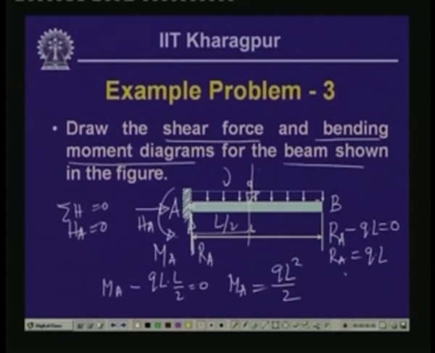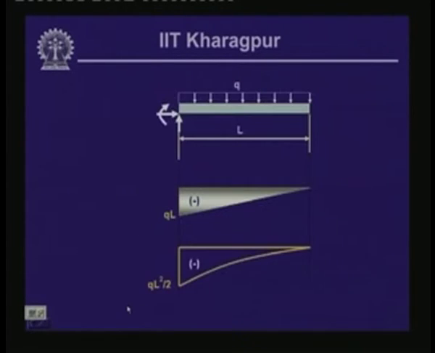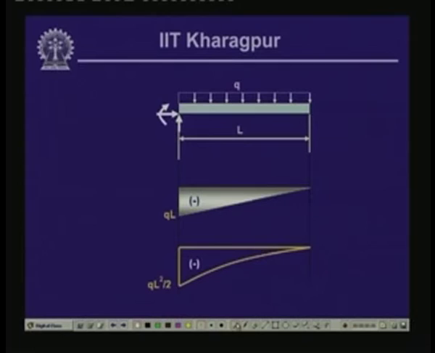So, we have the reactive force Ra as equal to Q times L and the moment as equal to Q L square by 2. So, these are the values of the reactive forces. Now, let us take the free body diagram of this segment of the beam, so that we can find out the values of the shear force and the bending moment at that particular segment.